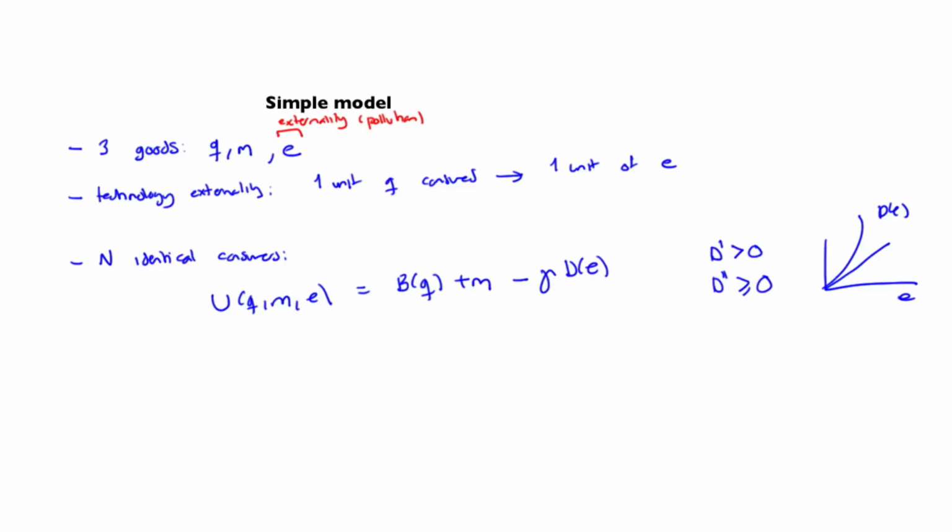Now a couple of comments. You can think of this as the damage as a function of E, which is the total level of the externality in the market. And you can think of gamma as a parameter greater than or equal to 0 that tells you how big the damage is, how important it is. And we can turn on and off the level of the externality by turning on and off gamma.